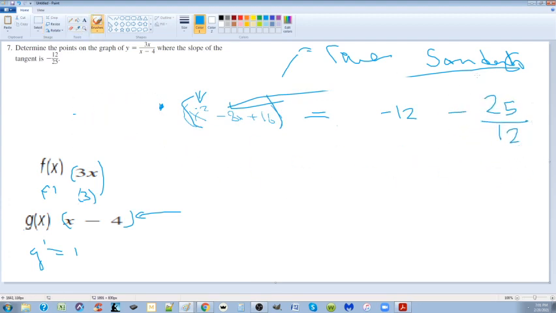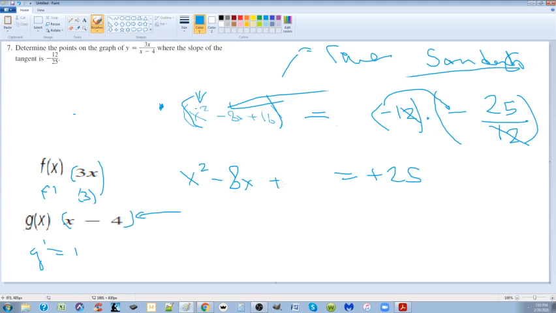Keep in mind this is being multiplied now. Use your little dots. It's easy to see that the 12s cancel, and I'm just going to be left with a minus. What's a minus times a minus? I'm going to be left with plus 25. So that means I've got x squared minus 8x plus 16 is equal to 25. Let's bring the 25 over to this side. I got x squared minus 8x minus 9 equal to 0. Nice.